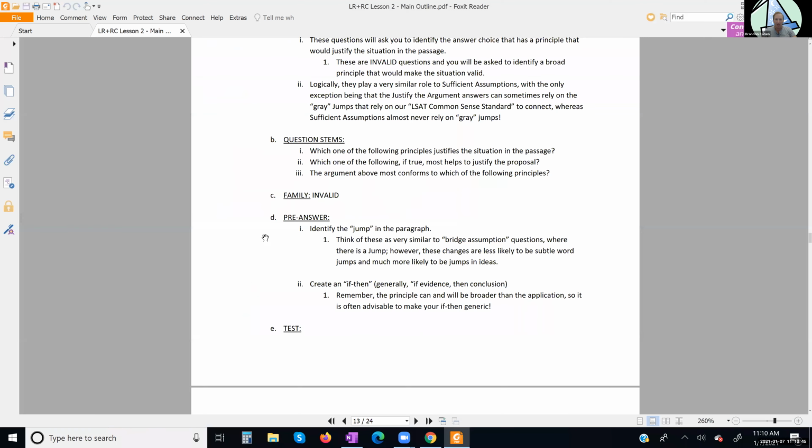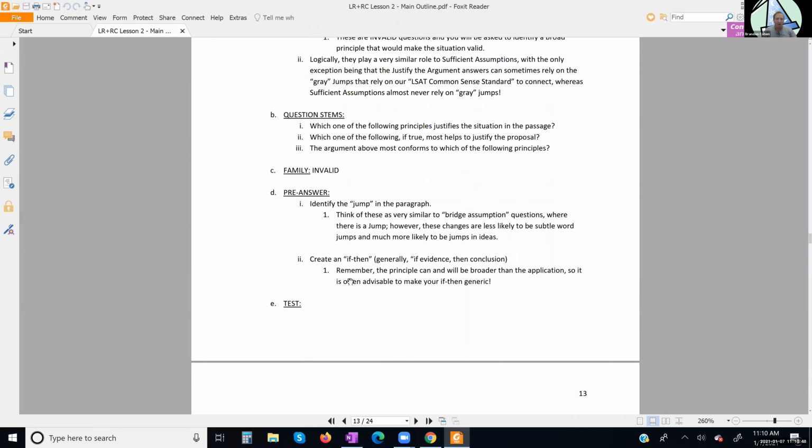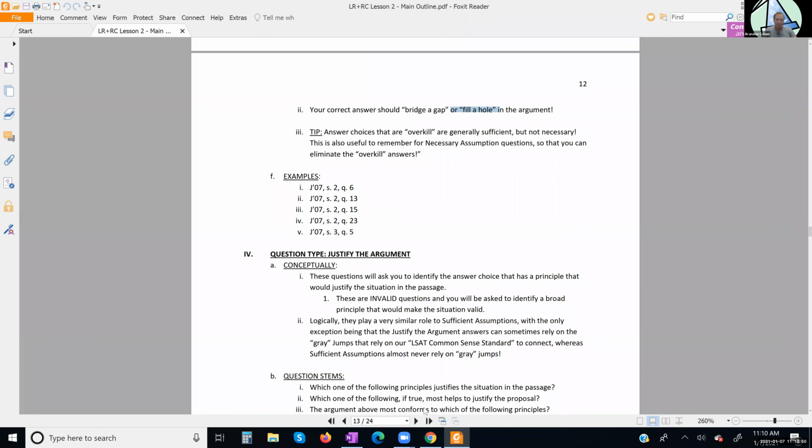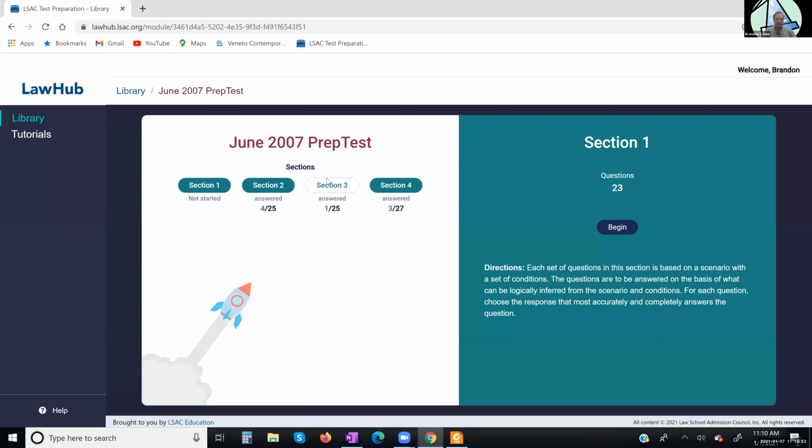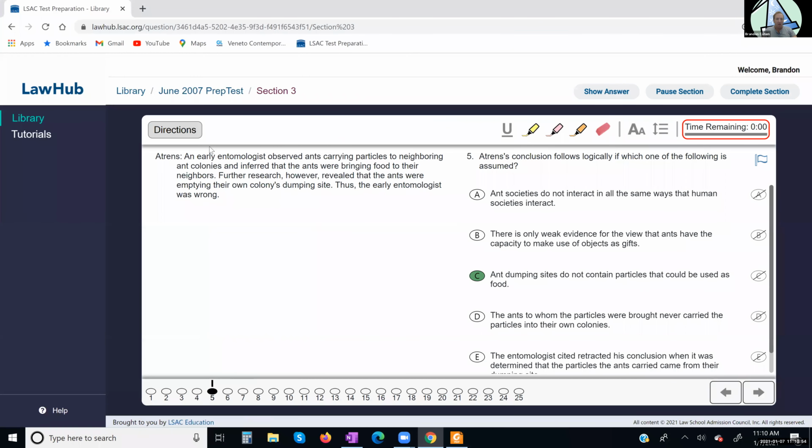And remember, these all came from this outline. I'm in the wrong portion down here. Up here is the sufficient assumption from test June 2007. So section 3. This is another sufficient assumption. If we assume the answer, then it will make the conclusion follow logically.